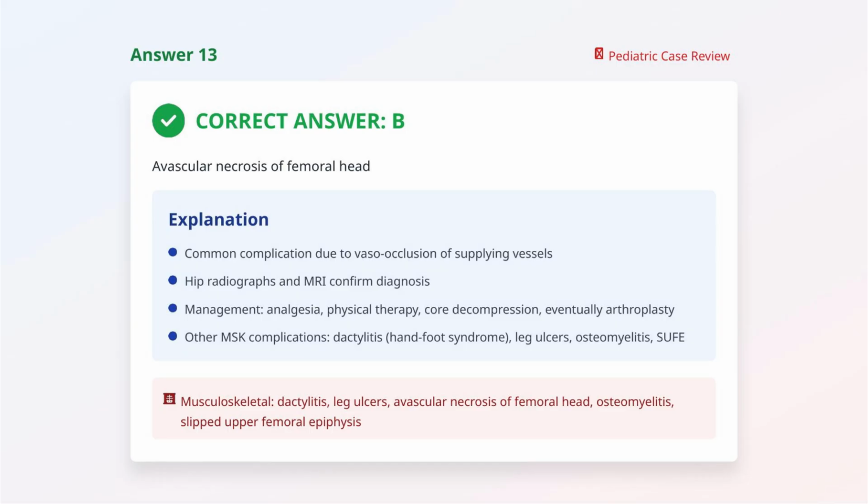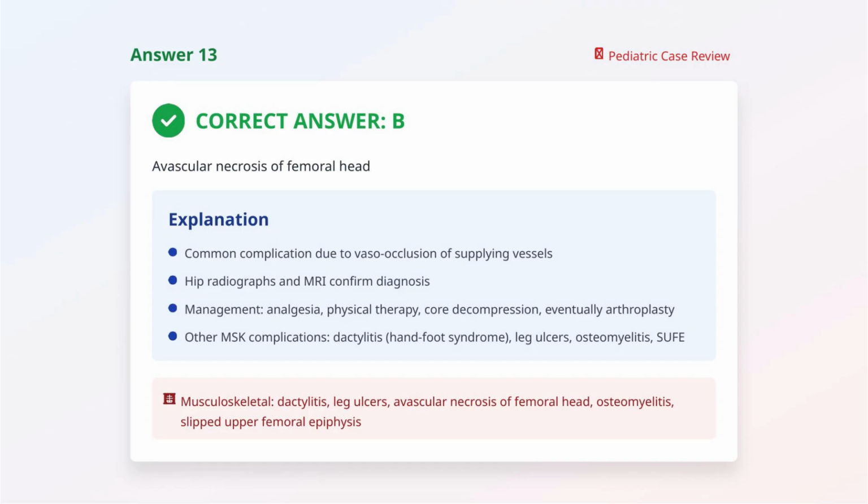The correct answer is B. Avascular necrosis of femoral head is the most likely diagnosis in this 12-year-old with progressive hip pain and limited range of motion. This is a common complication of sickle cell disease due to vaso-occlusion of the vessels supplying the femoral head.